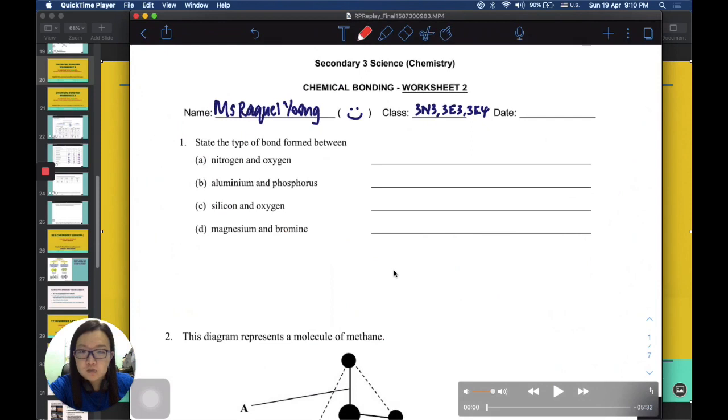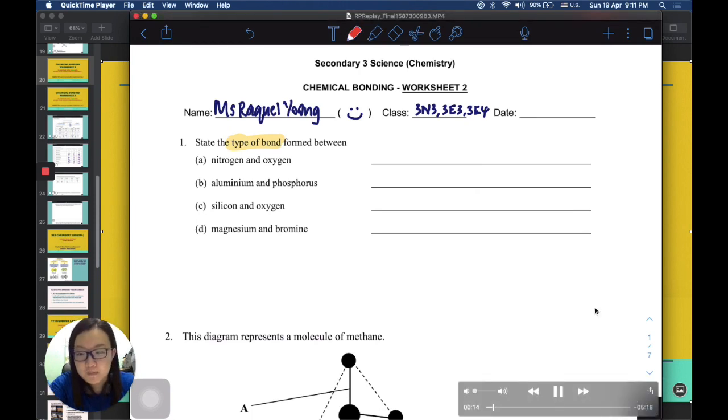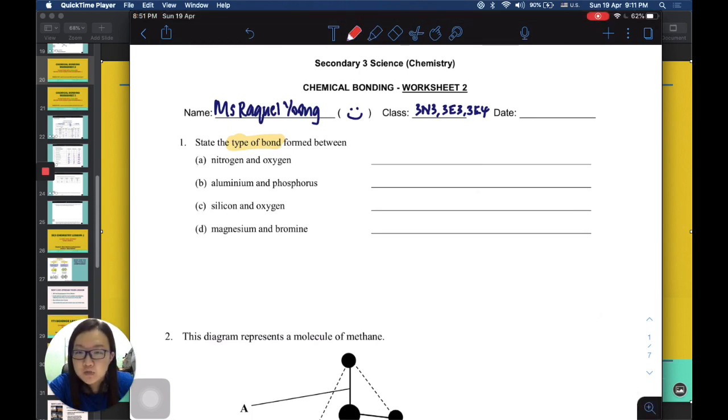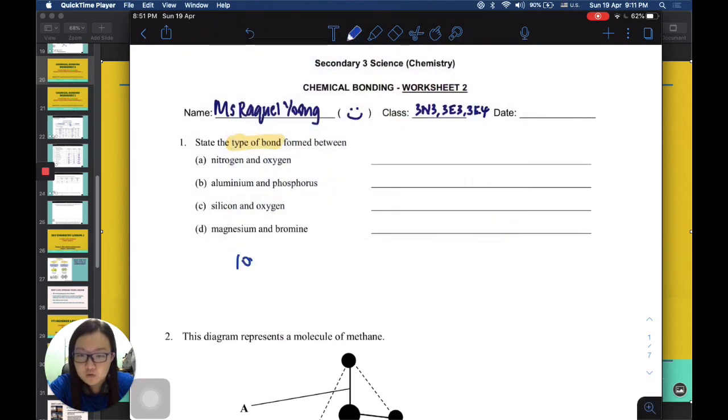Okay, let's have a look at worksheet 2. Worksheet 2 is mostly on covalent bonding. A bit of ionic here and there, but it's a mixture of both of them. Okay, question 1. State the type of bond formed between the 4 pairs.